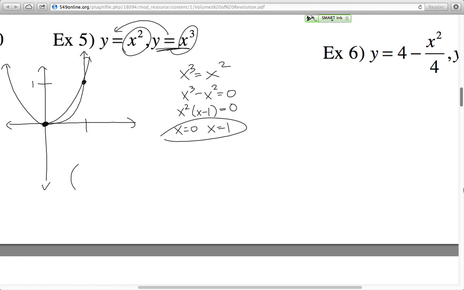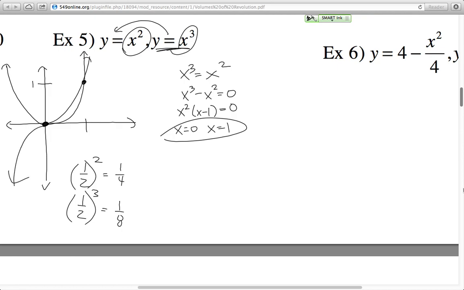Think about it. If you go 1/2 squared and 1/2 cubed, 1/2 squared is 1/4, 1/2 cubed is 1/8. So from 0 to 1, x cubed is actually below x squared. It's not growing as fast. It's not till after 1 that x cubed grows faster. Does that make sense? Yeah. So that's what we get for the shaded region.